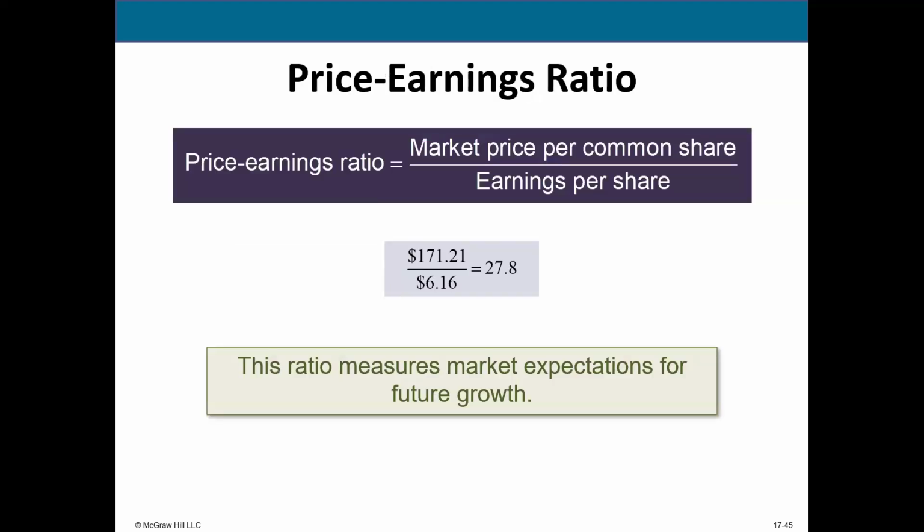So for the price to earnings ratio, we look at this for the future expected growth of the company's stock price. It gives us an indication of the future performance of the company. And the way that we compute this is we take the market price per share of stock at the time, and then we divide that by the earnings per share at the time.